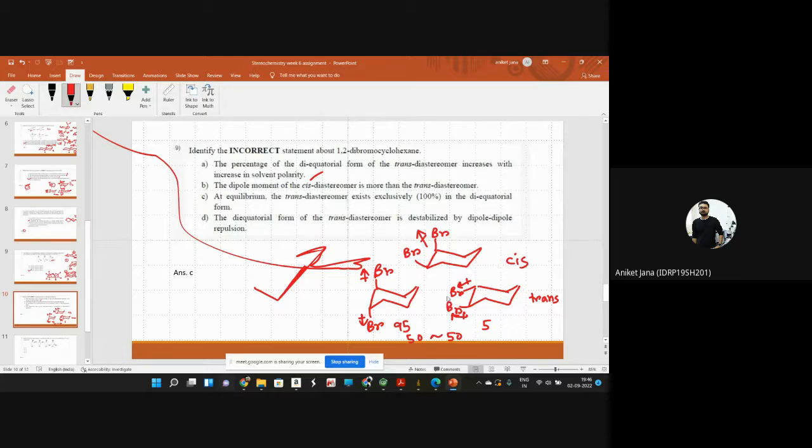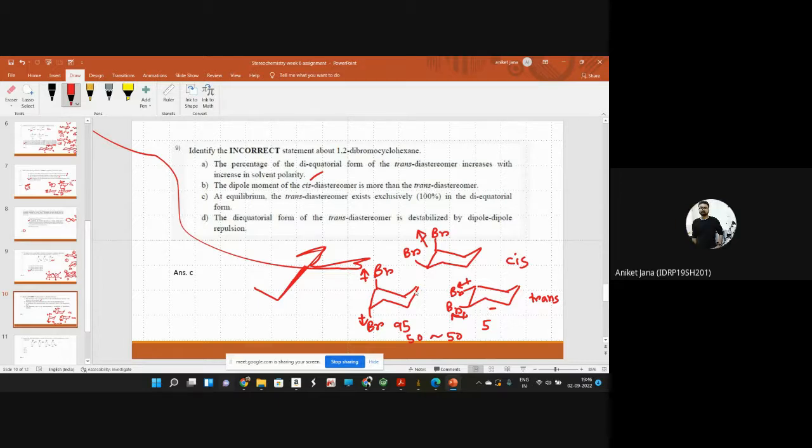I have already said, true. So, in the trans, the second one, that is also trans according to you, na sir? Yes, sir. This one also has a dipole moment, sir. So it will be significantly low, or it will be low in comparison to the cis diastereomer.